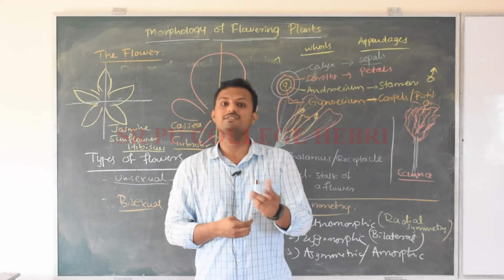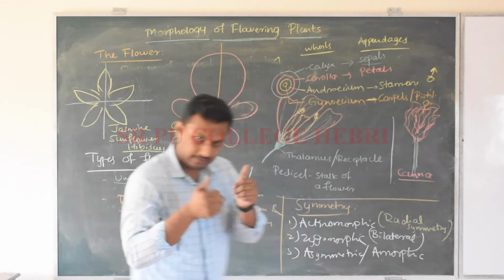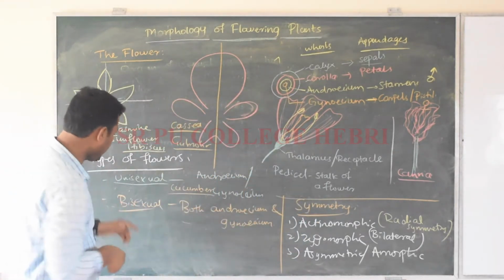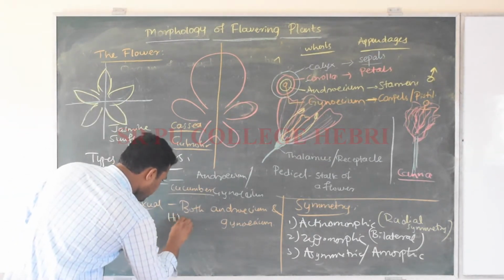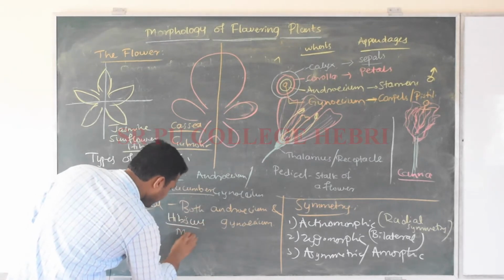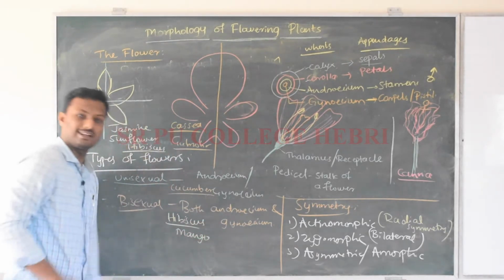So that is why there will be no fruit production, right? So bisexual flower, there are many examples here. Hibiscus you can give, right? Mango you can give. There are many more examples you can consider.